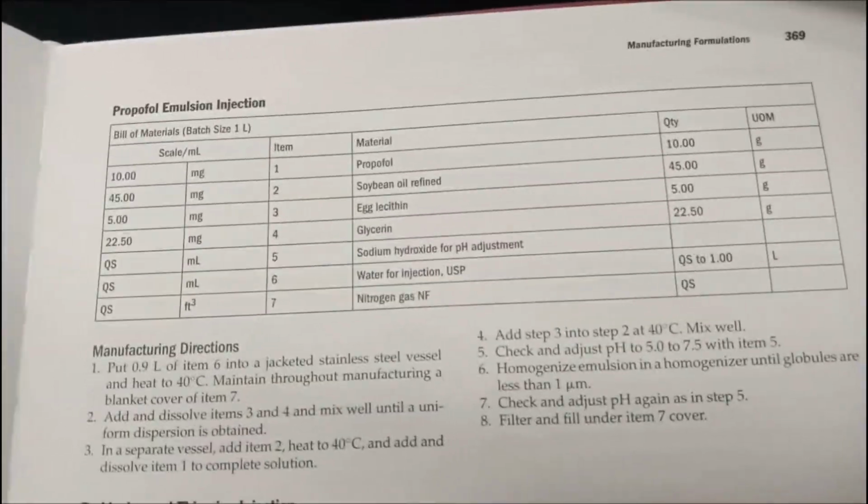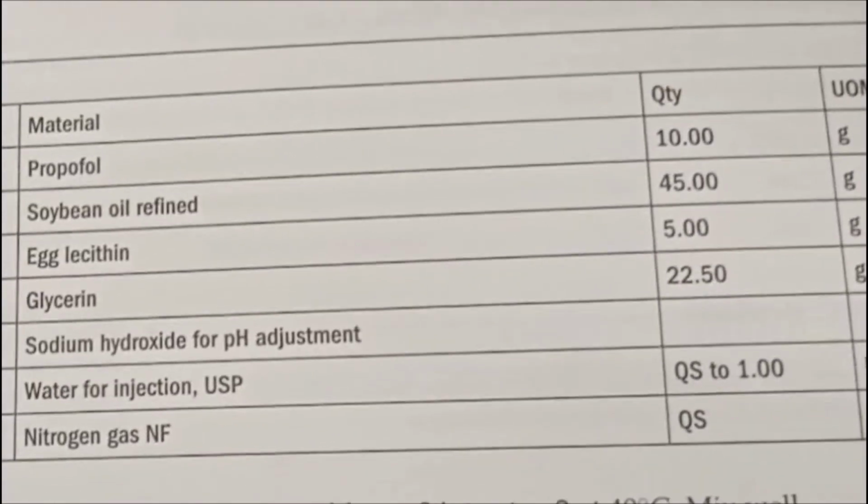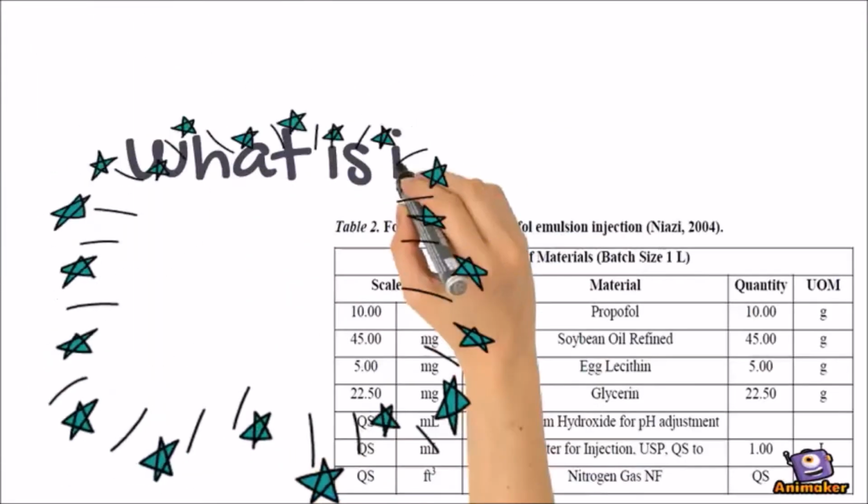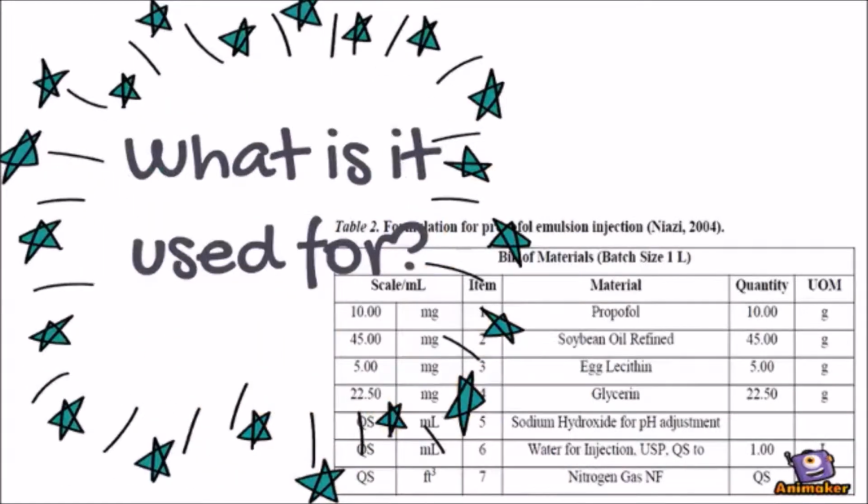What are the ingredients included in the formulation of Propofol Emulsion injection? Based on Handbook of Pharmaceutical Manufacturing Formulations of Sterile Product, the formulations include propofol, soybean oil refined, egg lecithin, glycerin, sodium hydroxide, water for injection, and nitrogen gas NF. In this formulation, propofol is the active pharmaceutical ingredient and all of the other ingredients are non-active pharmaceutical ingredients.